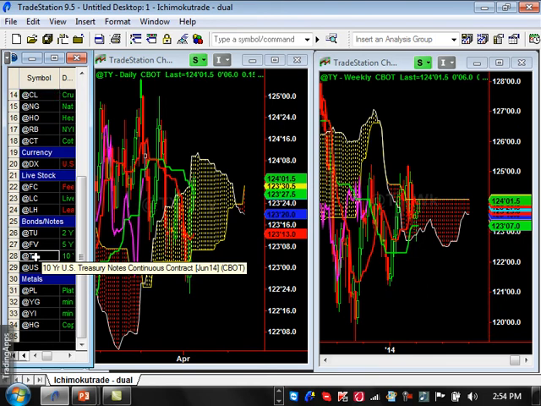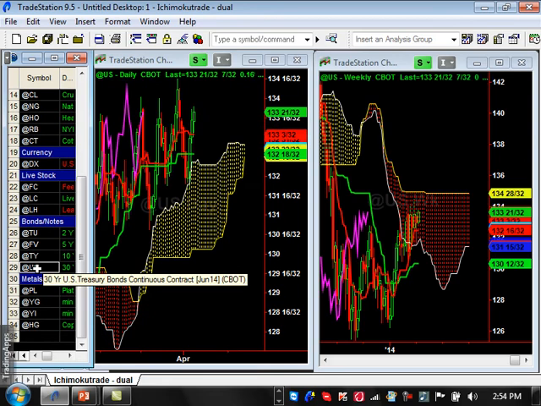10-year treasury notes, this is also consolidating too. Support on this one's 123.07. Resistance level, it's at one minor resistance level right now. The major one is going to be 125.00. Notice all these are consolidating right now, so nothing really going on here.